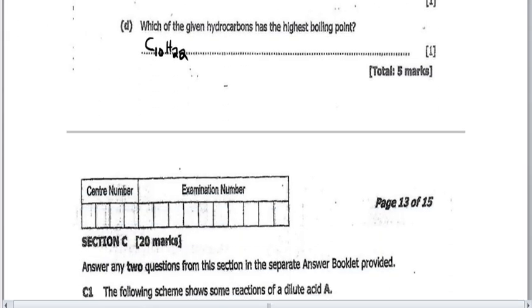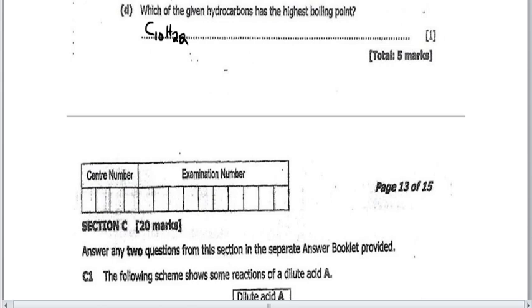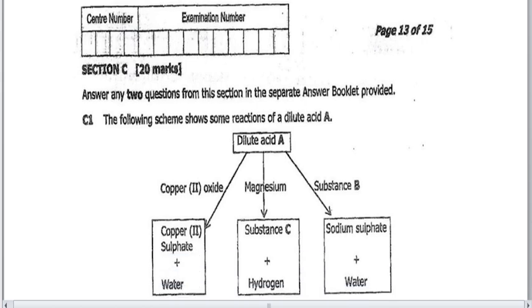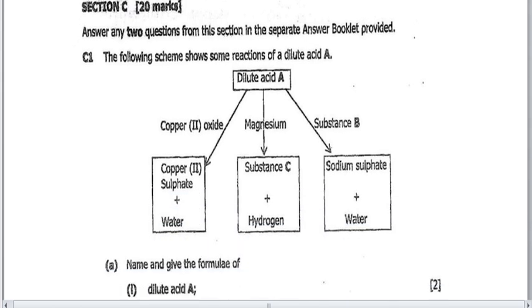Proceed. The questions in section B are done. We go to section C and see what's there. Answer any two questions from this section in the separate answer booklet. The following scheme shows some reactions of a dilute acid A. Okay, so that is what we have. Then name and give the formula of dilute acid A.